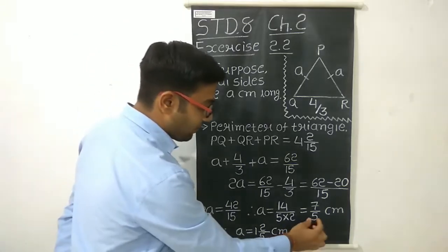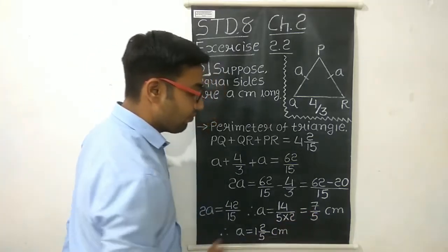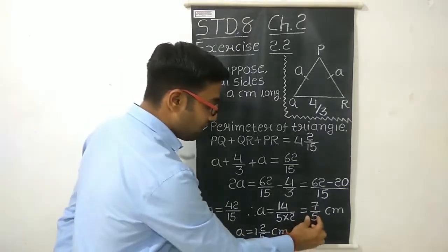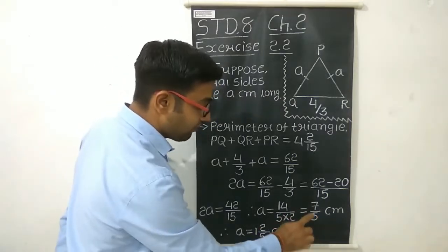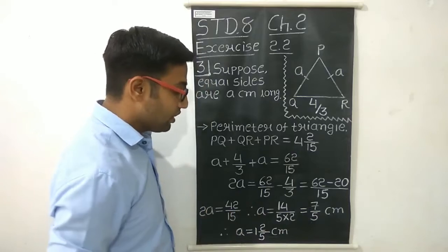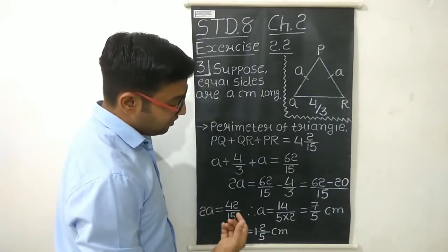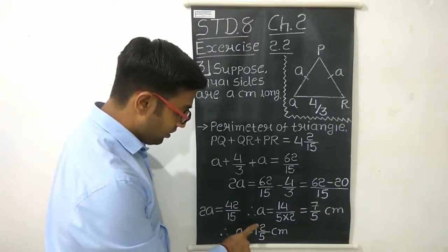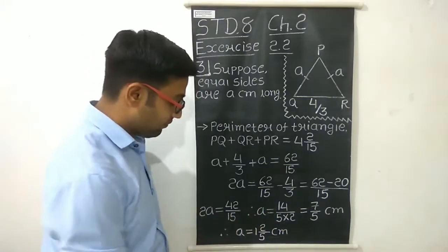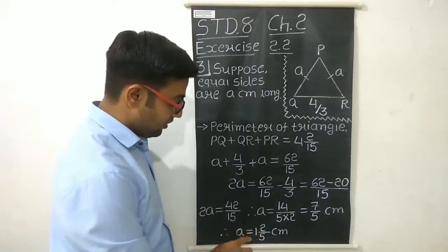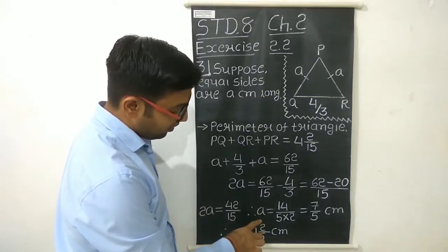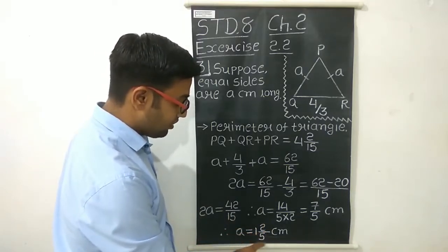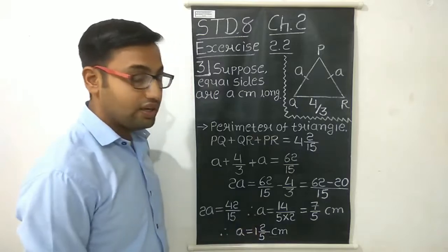We can also write this answer as a mixed number. To represent this number as a mixed number, we have to divide 7 by 5. By doing so, 5 ones are 5, so 1 we get as a whole number, and what will remain as a remainder is 2, and by which number we divide, that we have to write in the denominator.